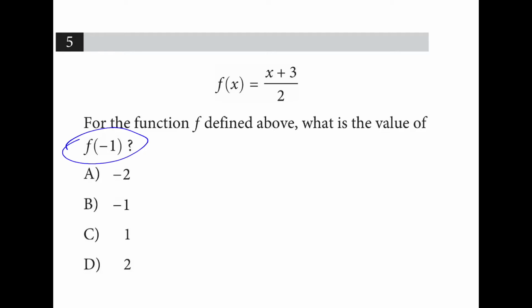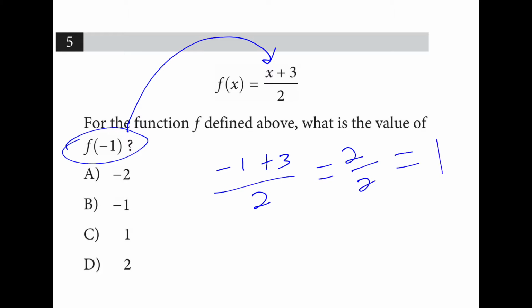The value of f of negative 1 is found by plugging in a negative 1 wherever we see an x. Negative 1 plus 3, all over 2. So this is 2 over 2, which is just 1, C.